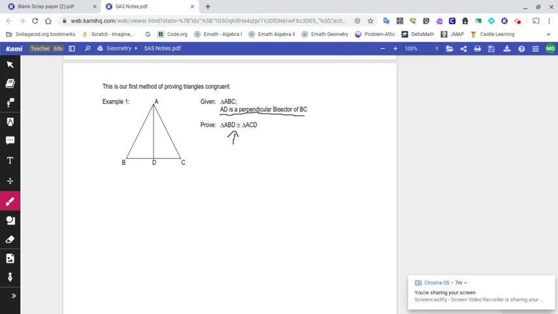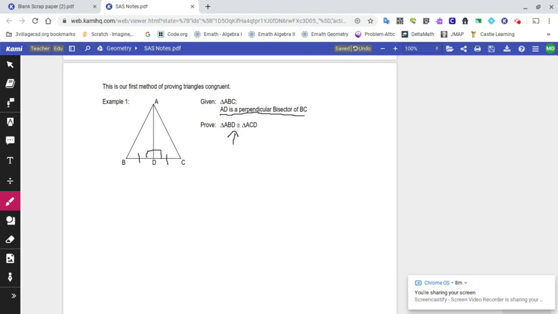All right, so the first thing I'm always going to tell you to do is mark the diagram with what you know. That's going to make it a lot easier to know where to start writing. So I'm going to look in my givens. AD is a perpendicular bisector of BC. So what does that tell me? Well, perpendicular means there's two right angles there. AD is perpendicular to BC. It also calls it a bisector of BC, which means this side is congruent to that side.